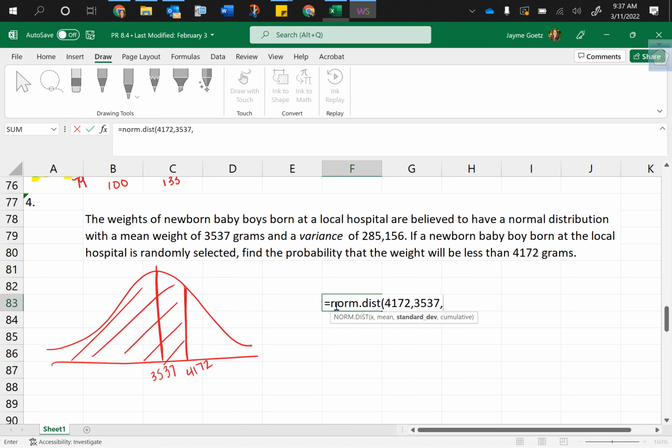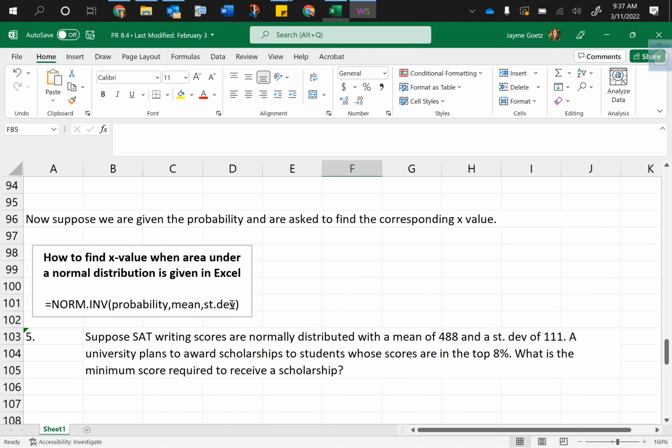All right. Now, let's talk about the opposite of that. Suppose we are given the probability and we're asked to find the corresponding x value. It's the opposite of what we have been doing. Just like when we did the standard distribution, that was norm.s.dist, and the opposite of that was norm.s.inverse, the same thing is going to happen here. How to find the x value when the area under a normal distribution is given in Excel is norm.inv, and then you just give the probability, the mean, and the standard deviation.